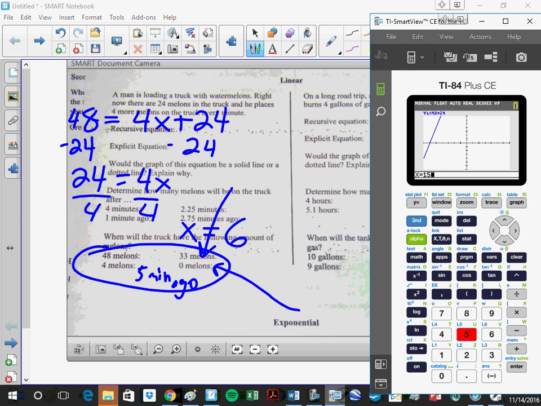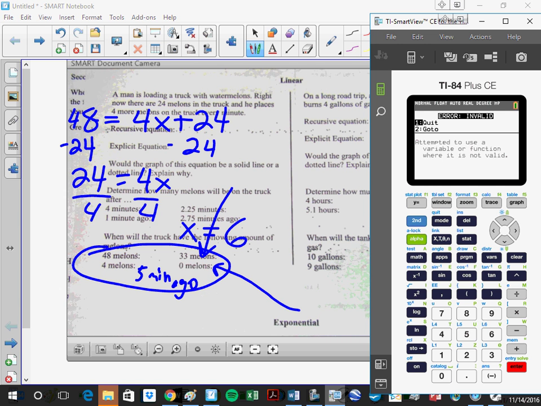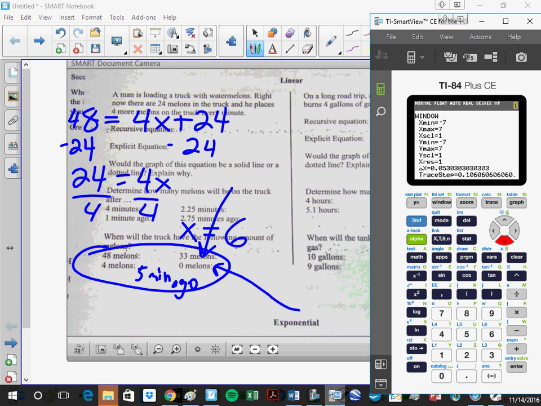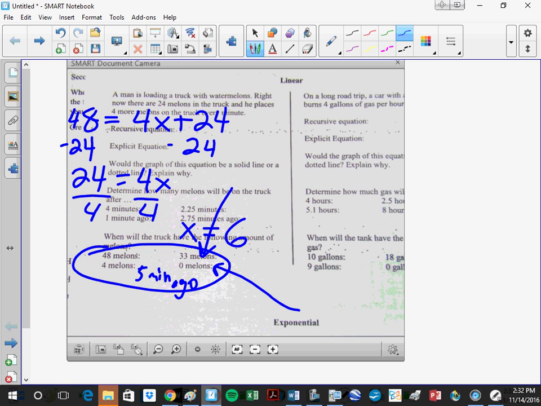But you can only use trace if your domain is big enough. If I try to plug in 15 and hit enter, it says error. I picked a number that didn't fit on the x-axis. If it doesn't fit on the y-axis, the calculator doesn't seem to care. If you want to plug in a number using trace, your domain has to be big enough. So if you wanted to find 15 minutes or 15.5 minutes, you'd need to change your window so the x max went above 15. And then it will regraph it, and it will allow you to plug in 15. And you can see how many melons there are. Okay?